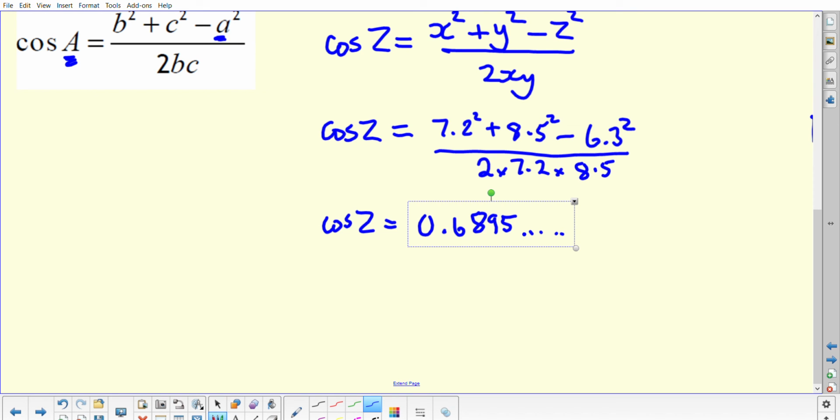But of course that's not the size of our angle. To get the size of our angle we need to be doing cos to the minus 1 of that value. So you want to be doing cos to the minus 1 of 0.6895 and all the other digits.